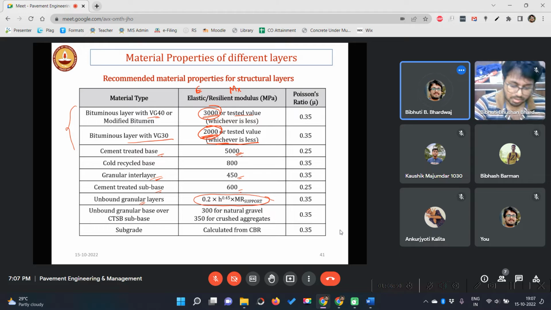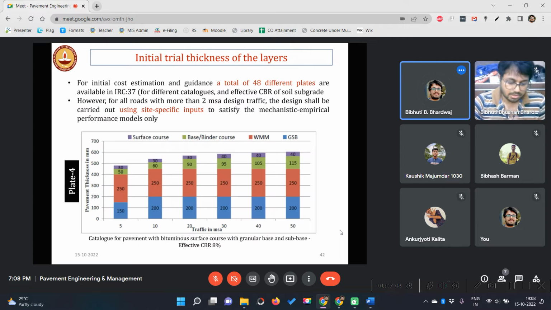So with that we can find out the values of subgrade. If you do one problem, everything will be clear. If you are not following me, don't worry, we will solve one numerical from the starting so that everything is clear.